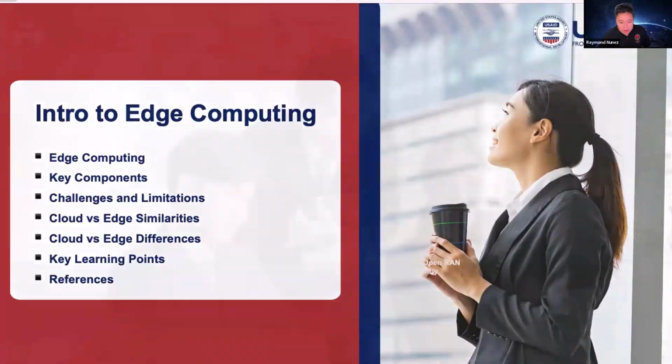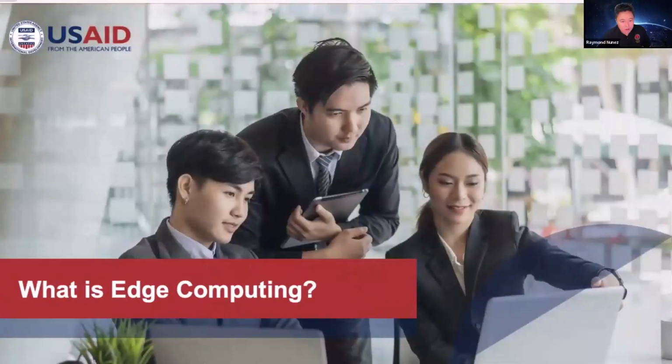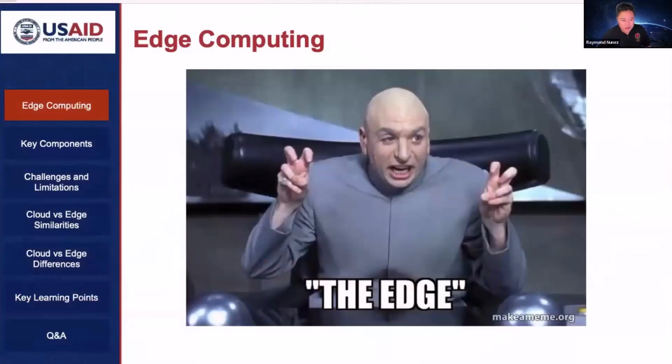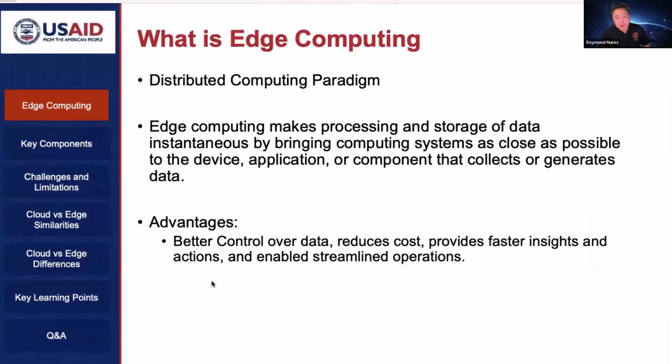So as with cloud, we got this question: what really is edge computing? The short definition is that it's a distributed computing paradigm, where edge computing makes processing and storage of data instantaneous by bringing computing systems and some storage as close as possible to the device, application, or component that collects or generates data. So as close as possible, it could also mean within the device itself.